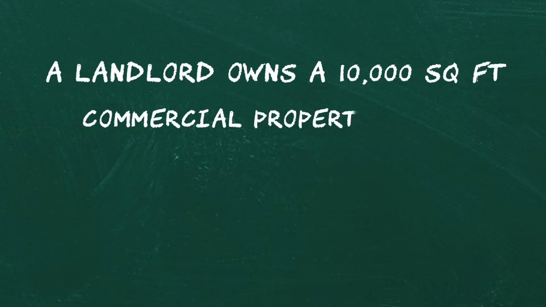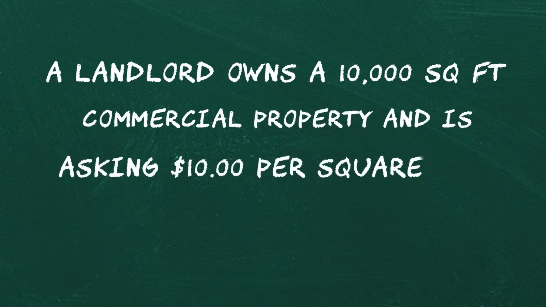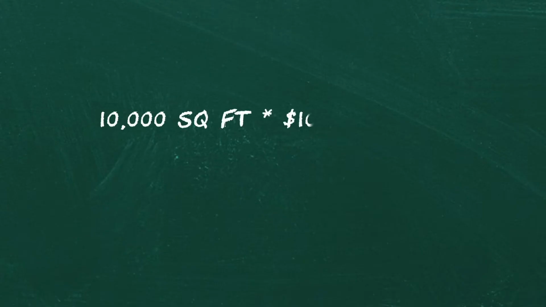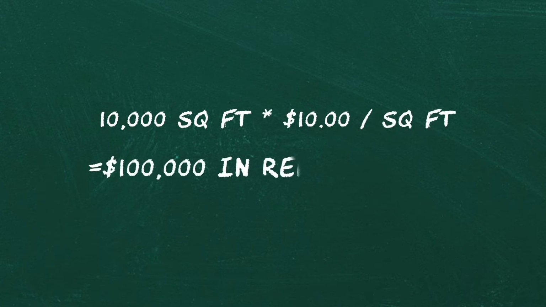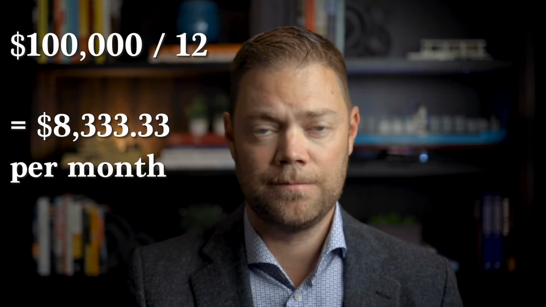Let's look at a very simple example to begin with. A landlord owns a 10,000 square foot property and charges a tenant $10 per square foot gross to lease it. Before we get to the gross part, here's how that math would work. 10,000 square feet times $10 per square foot equals $100,000 rent per year. Unless it says otherwise, rates quoted in square footage is the cost per square foot per annum, or per year. So if you want to determine the monthly rent, simply divide it by 12.